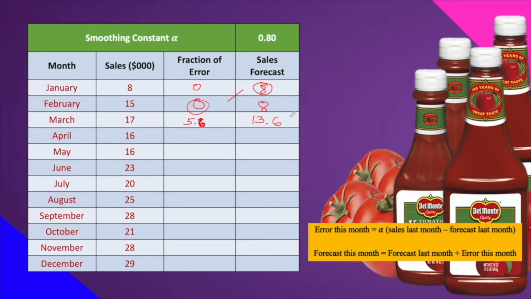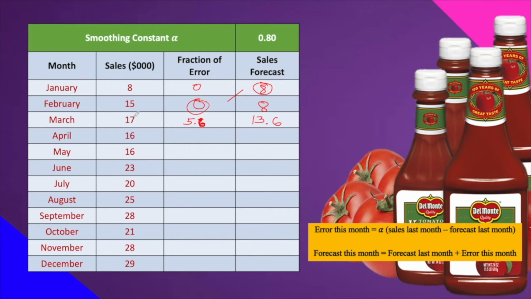Ganun po yung ibig nyo sabihin. Hindi naman sa perfect forecast is exacto, ayan ang nagiging value. So, forecast na. Anyway, for the April error this month, we have alpha na 0.8, then sales last month.